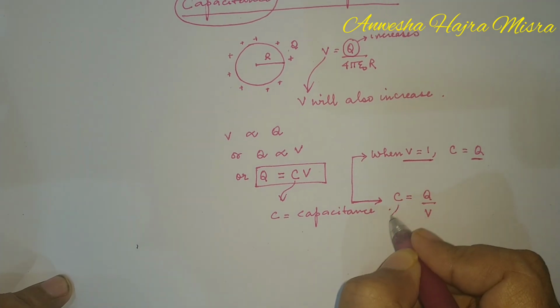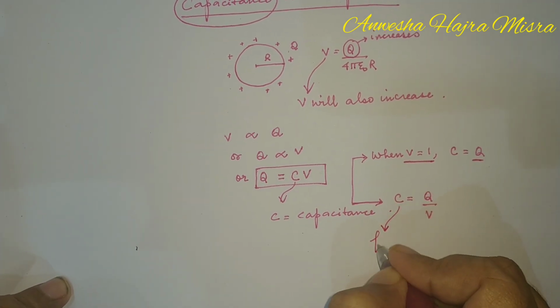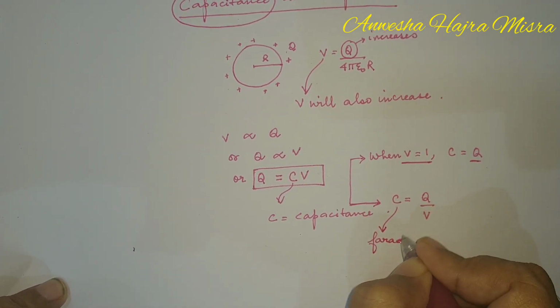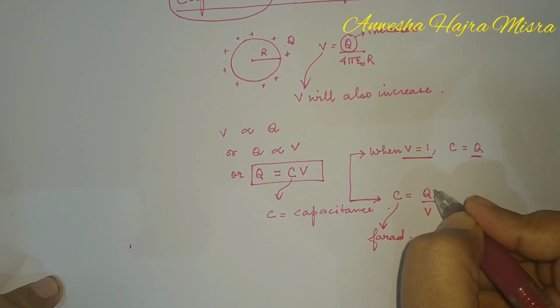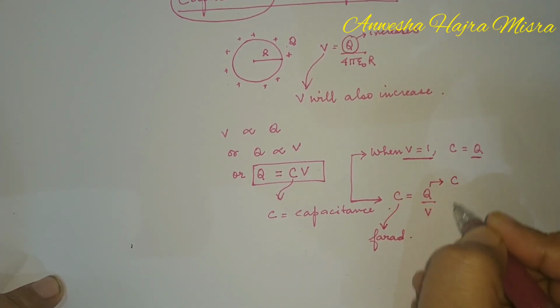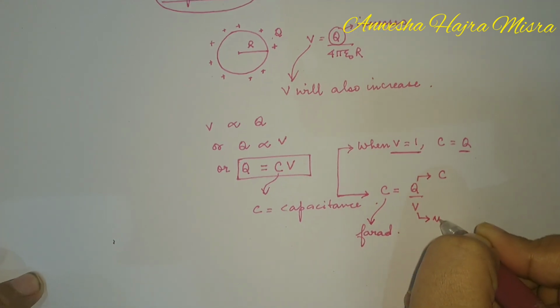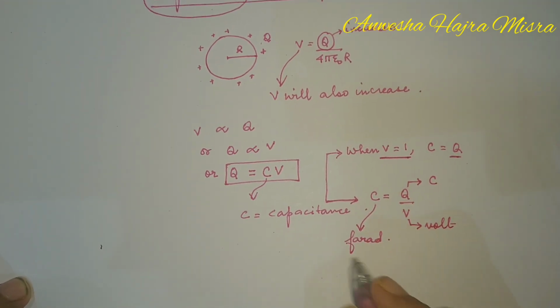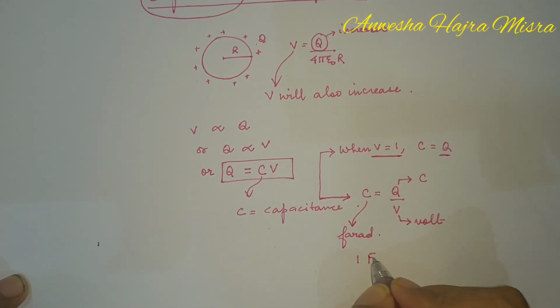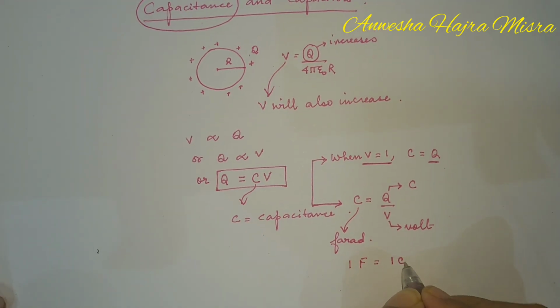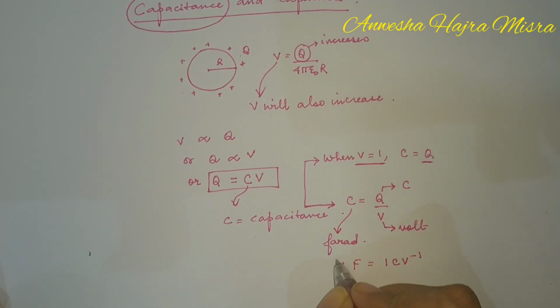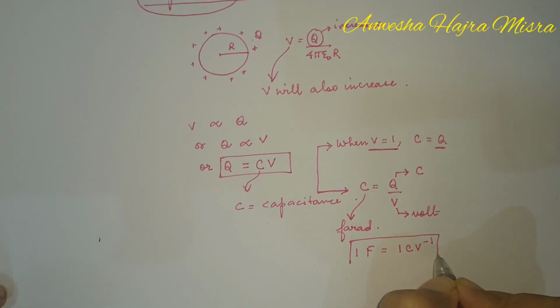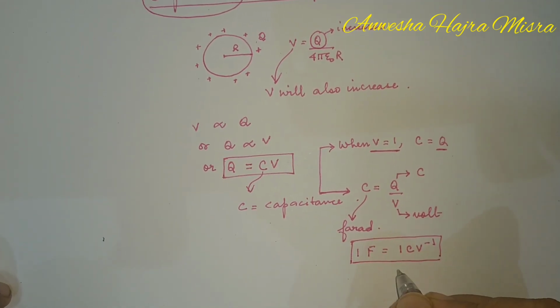Now, unit of C is farad. Unit of charge is coulomb. This is volt. So 1 farad can be written as 1 coulomb per volt.